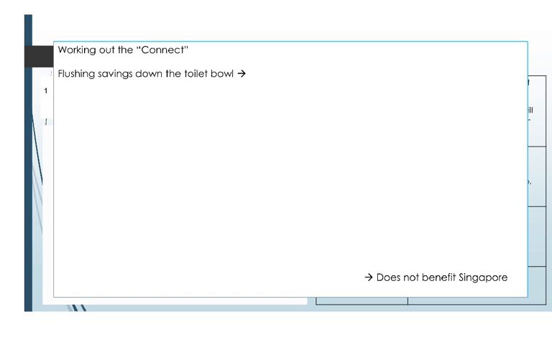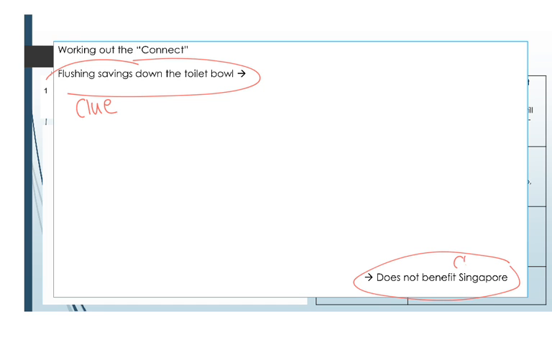So this is how the flow chart looks like, okay? Your clue goes here. This is your clue. All right? And this is your conclusion. Doesn't benefit. That is your conclusion, right? Okay, so how does this lead to your conclusion?